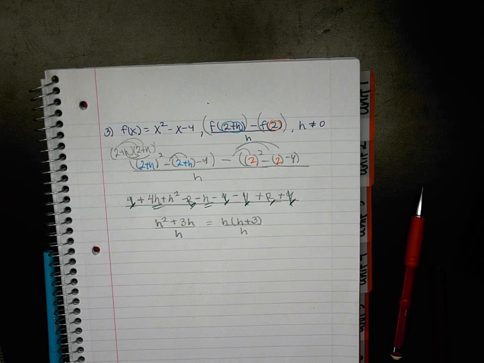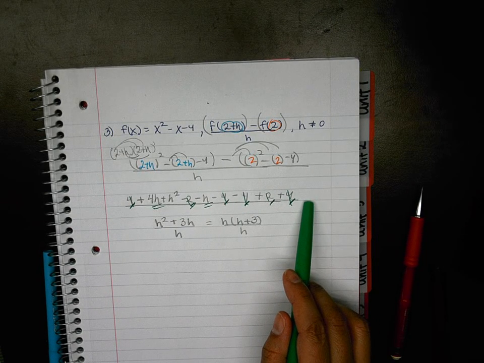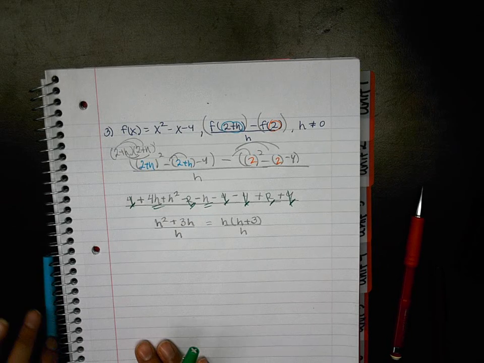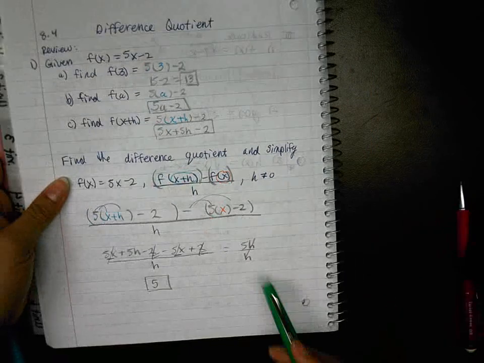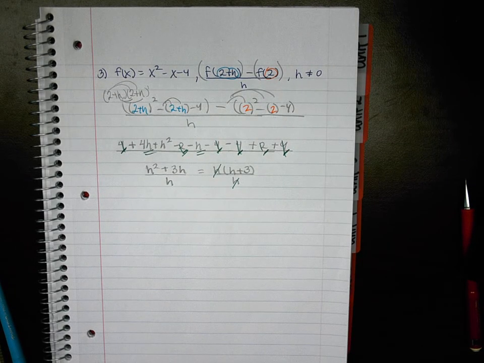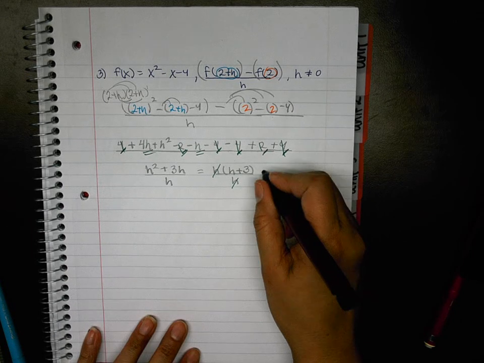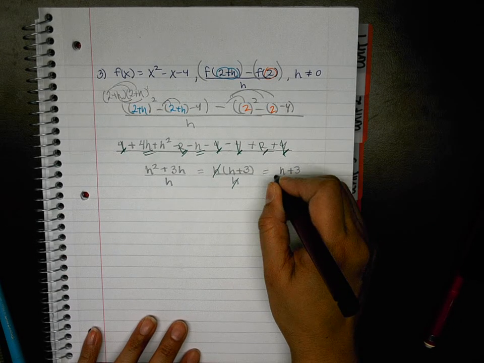Now, things that will happen every time. Things will cancel out, and you will always be able to reduce. At the end, either straight reduce or factor and reduce. That h will always reduce. If it doesn't, you got to go back and double check your work. What is our final answer? H plus 3.